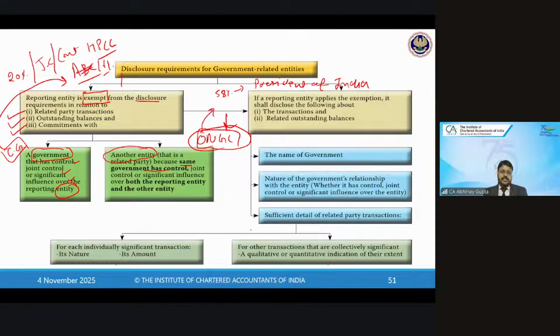Now, in this case, ABC Limited will skip the disclosure for the transactions with the central government and with ONGC. Is that clear? By claiming this exemption? Yes or no? Yes, sir. Why are they specifically excluding this, sir? Is there any reason? So that is the special exemption given for the government and government related entities, right?